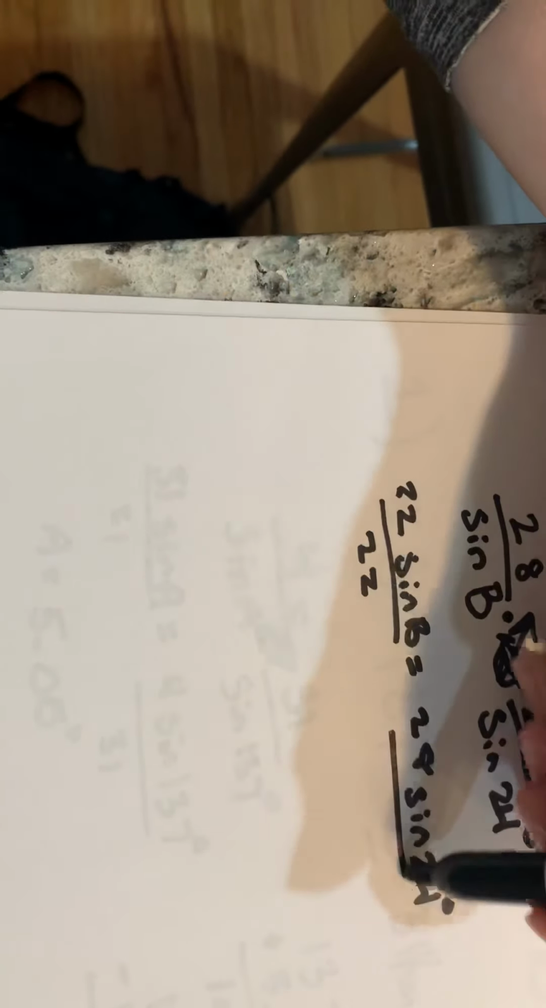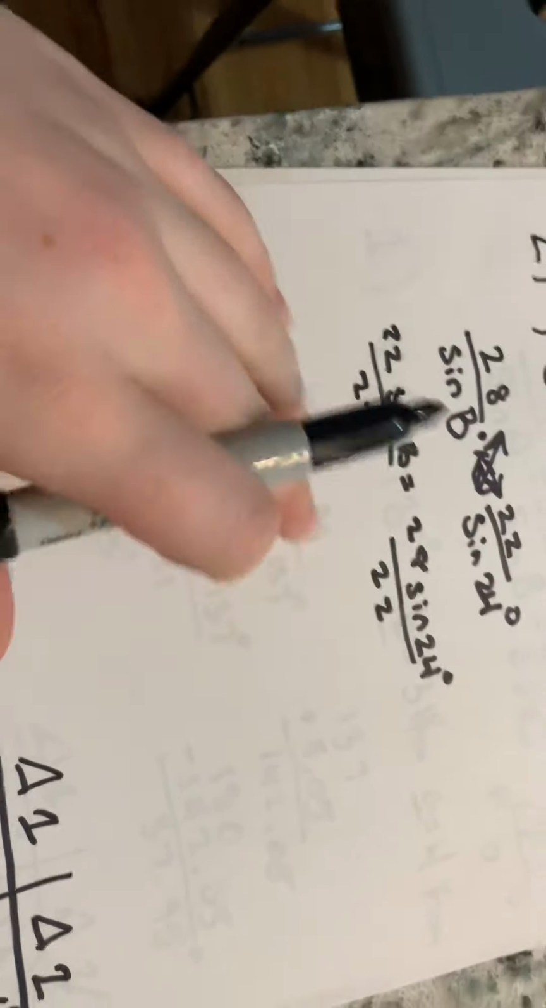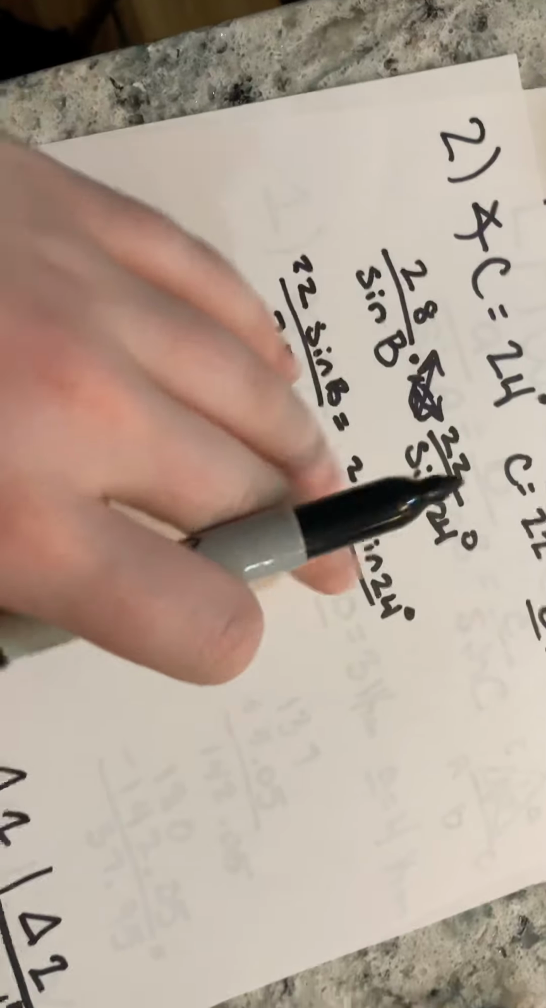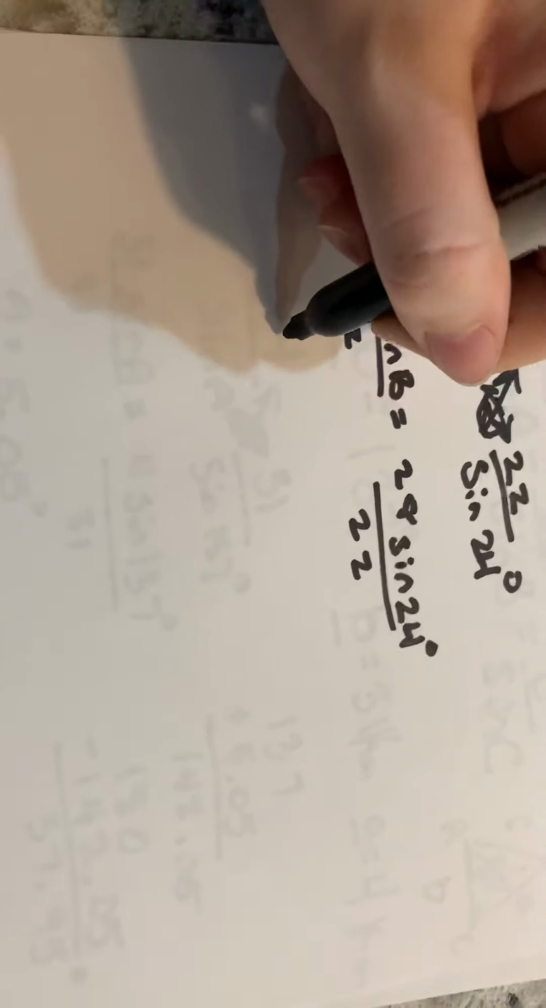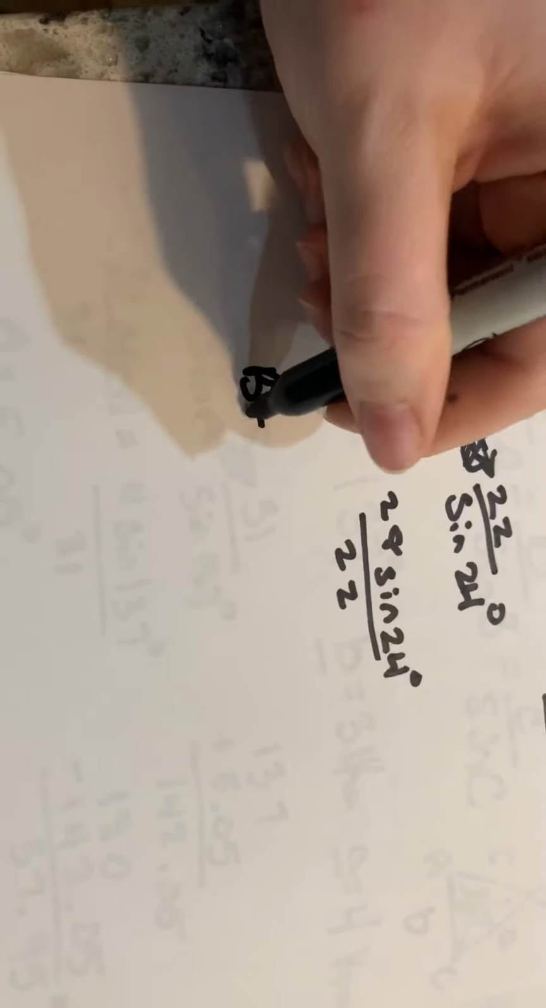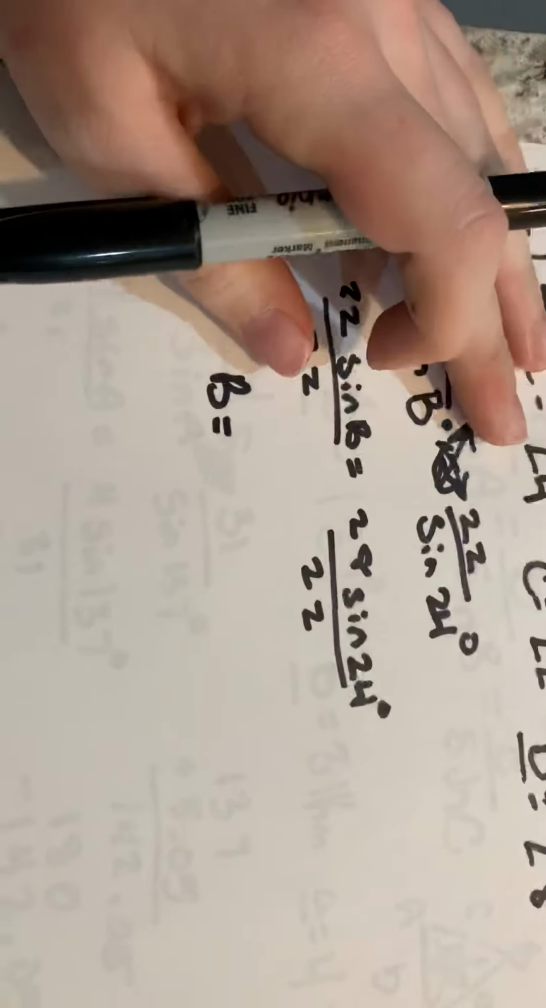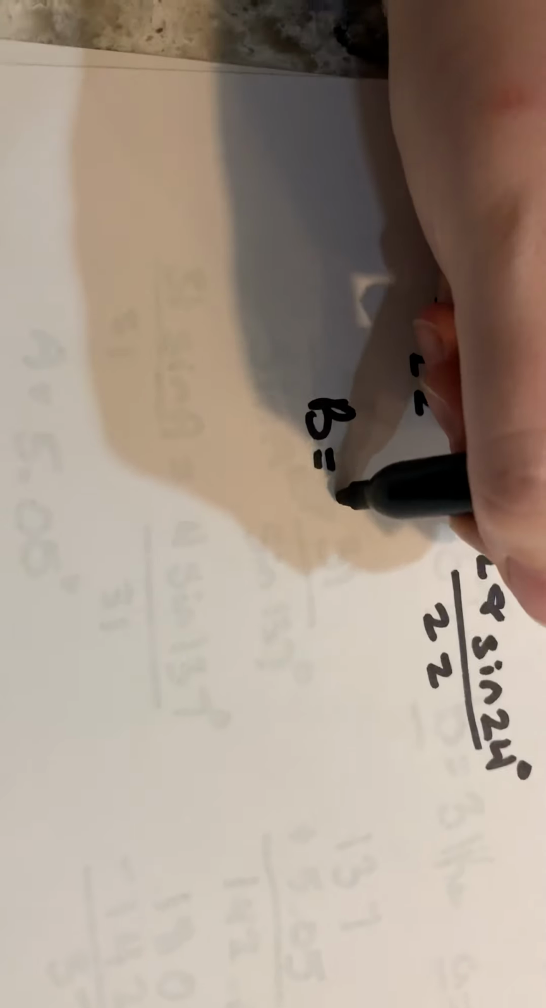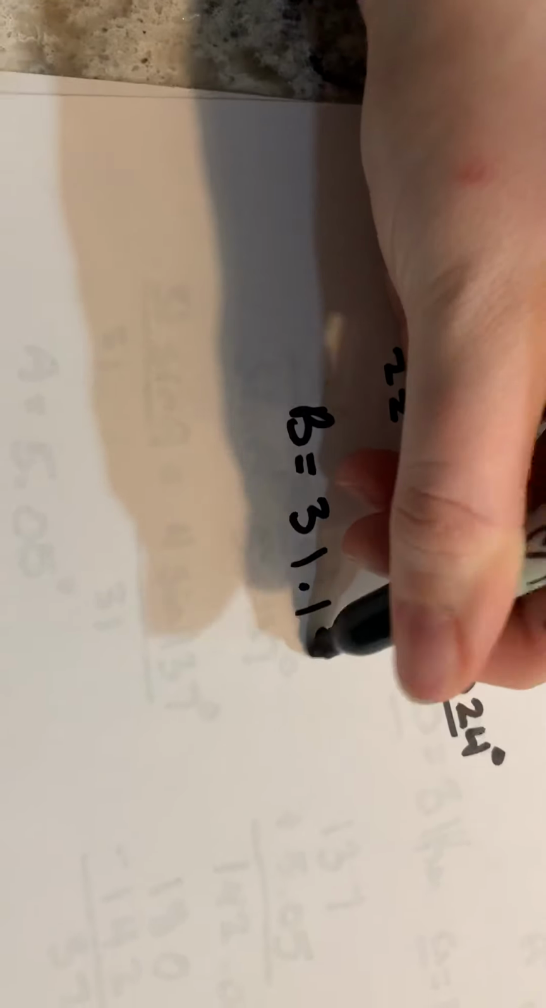So you divide 22 from both sides, and then you plug in the inverse of sine to get what B is equal to. So we'll plug that in real quick, and we find out that B is equal to 31.18 degrees. So we'll bring that down here and write it into our first triangle box.